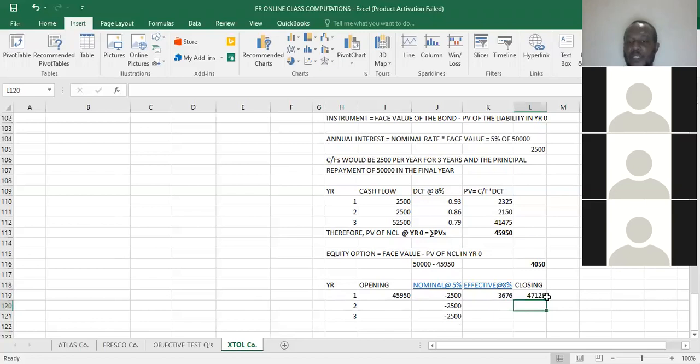Do you understand what I'm saying? This figure started at 45,950. By the end of year 1, it was 47,126. By the end of year 2, it will be maybe 48 something. By the end of year 3, it will be 50. So your liability will continue swelling until it gets to the face value, until it gets to 50,000. I would have done it here, but I'm afraid that if I do it, it will mess things up and someone will not understand where I'm getting what I'm getting from.